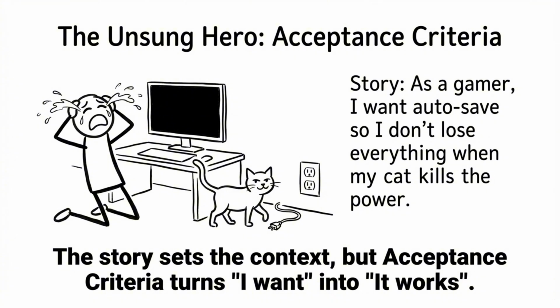Moving on to slide 9, let's talk about the real hero, acceptance criteria. You see the user story on the right? It gives us the why, like this poor gamer whose cat just yanked the power cord. But while the story sets the context, it's the AC that actually, well, turns "I want" into "it works." It's the checklist that makes sure we're actually solving the problem we set out to fix.